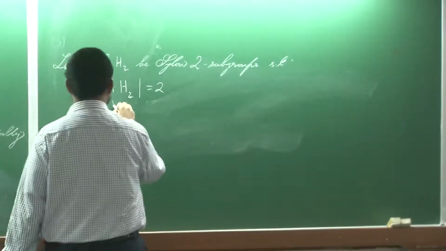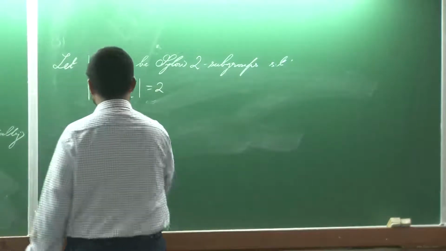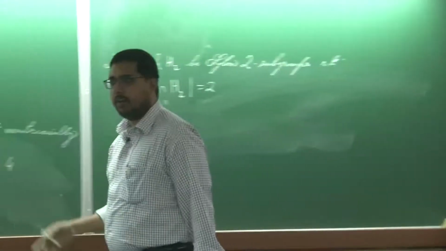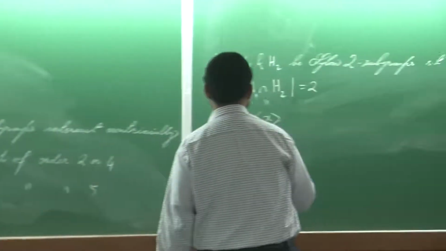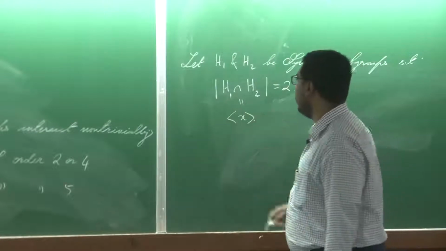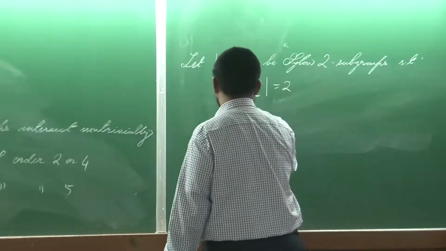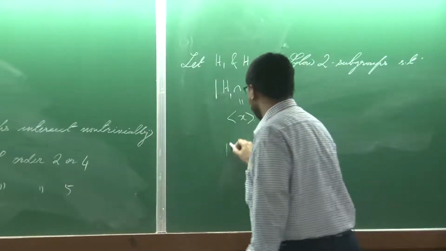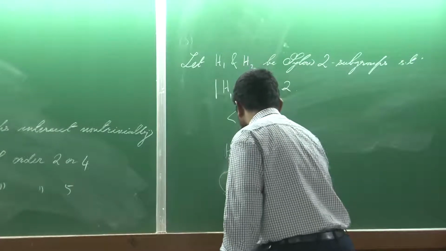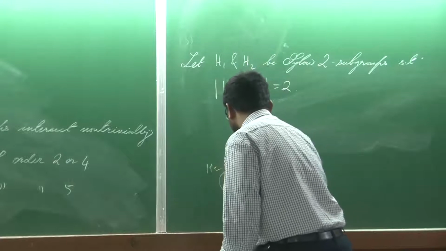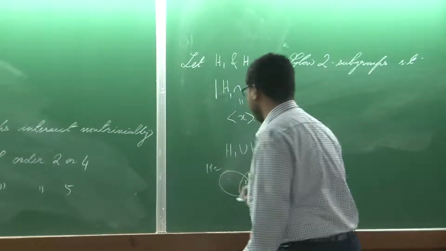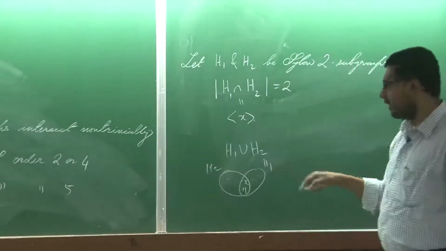So, let this be generated by X. Both H1 and H2 are abelian because they have order 4. Hence, X commutes with all elements of H1 and all elements of H2 as well. Therefore, H1 union H2: this is H1, this is H2, in the intersection I have identity and X. Here you have 2 extra elements, here you have 2 extra elements. So, all total the union has 6 elements.